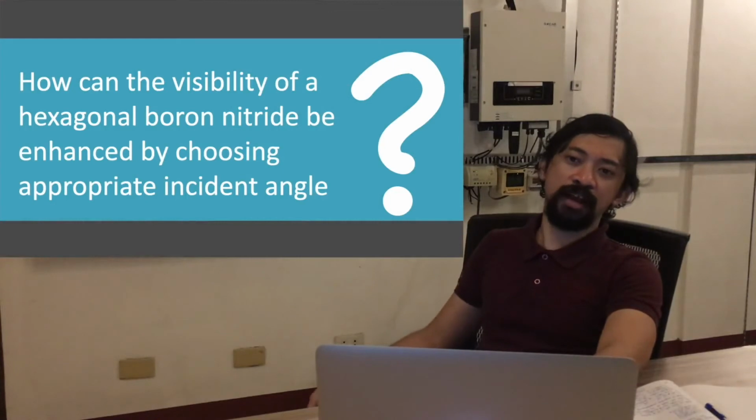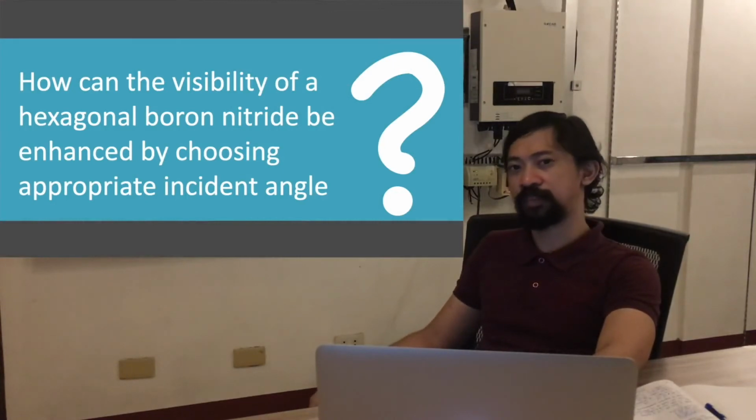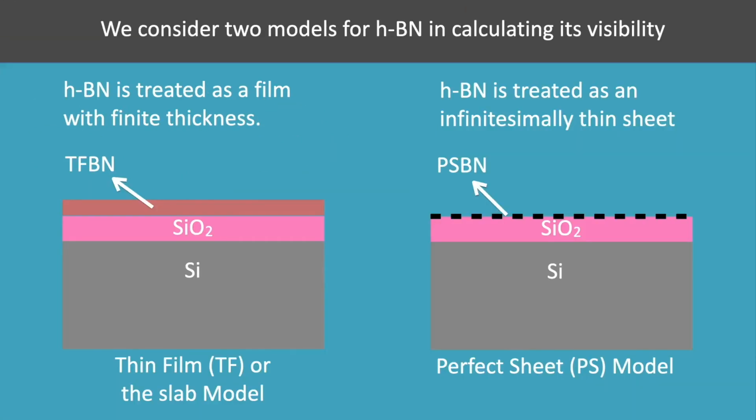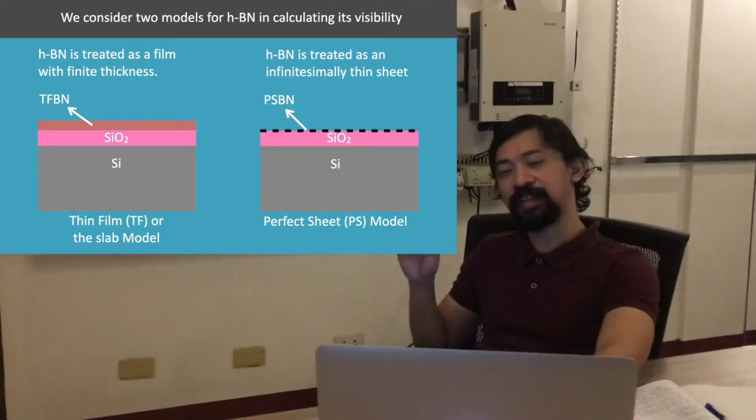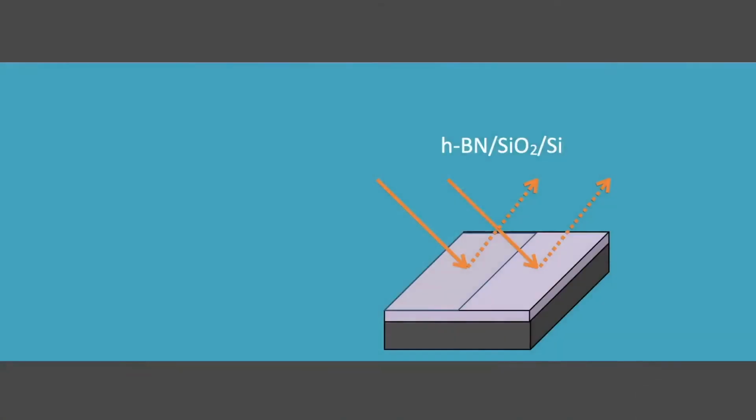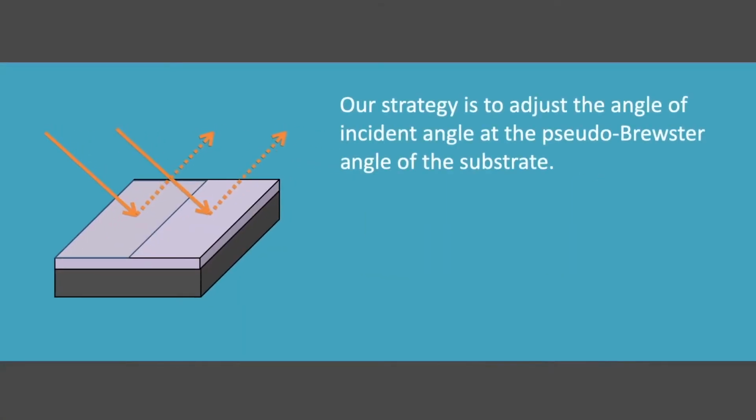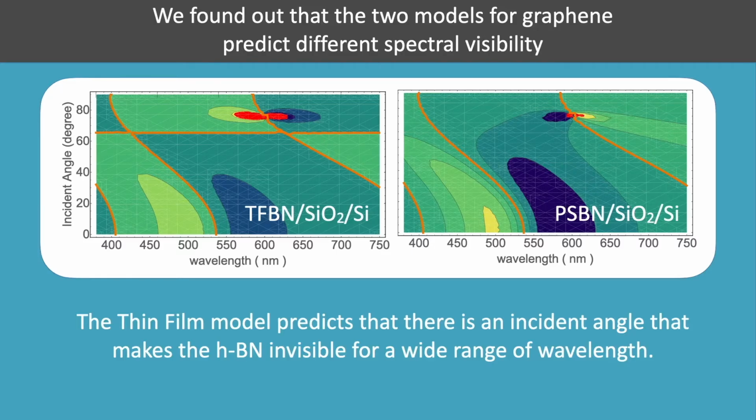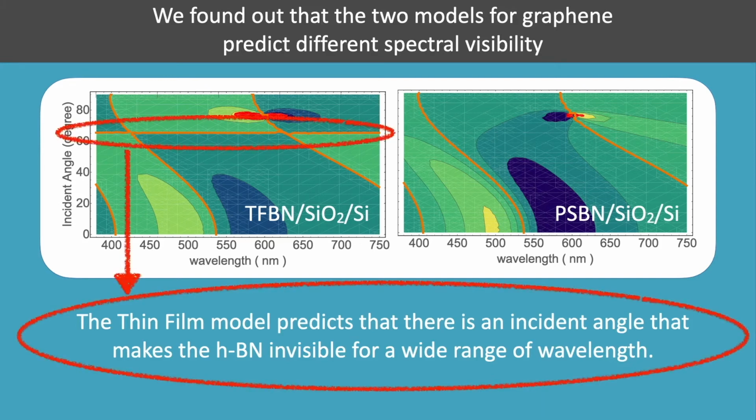In this study, we discuss how the angle of incidence of light can improve the visibility of a hexagonal boron nitride. We consider two models for a monolayer boron nitride: the thin film model or the slab model, and the perfect sheet model or the infinitesimally thin sheet model. Our calculation shows that the visibility of boron nitride is improved when the incident light shines onto the sample at the substrate's pseudo-Brewster angle. We observe that the two different models predict different spectral visibility curves for oblique incident angles.